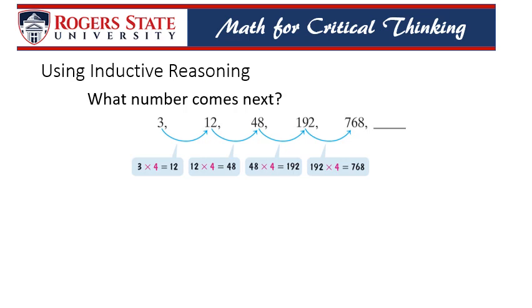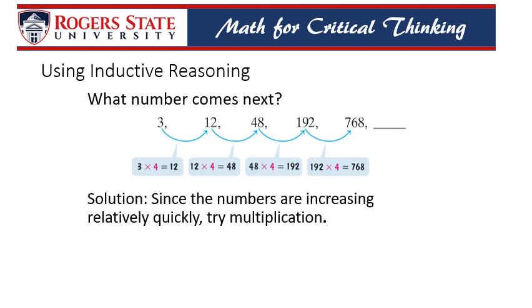What's 12 divided by 3? That's 4, right? 48 divided by 12? That's 4. You may have to get your calculator. Well, 192 divided by 48? That's 4. 768 divided by 192? That's 4. So what's going to be the next number? Well, it's going to be whatever 768 times 4 is.